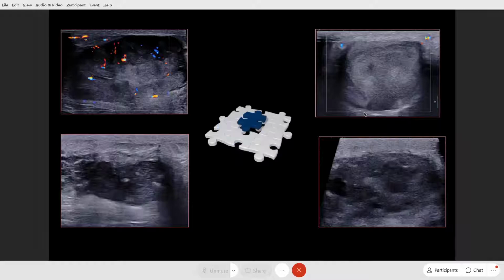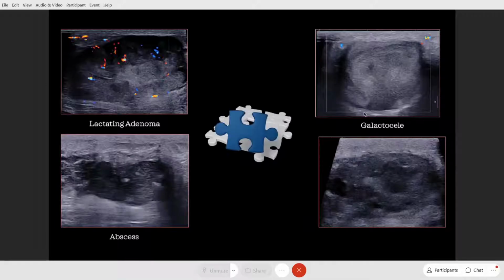So after all this, the first case was a lactating adenoma. The second one was a galactocele, which was confirmed by a single view mammogram. The third case, as expected clinically, she was having all features of abscess, and it was indeed an abscess which was drained.